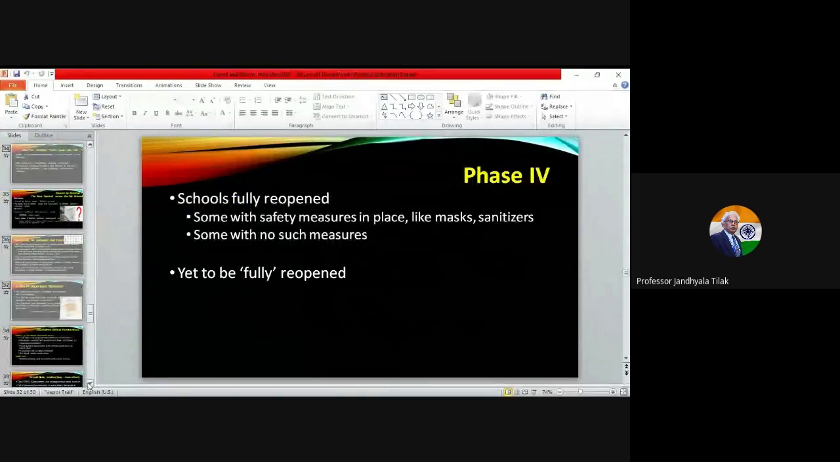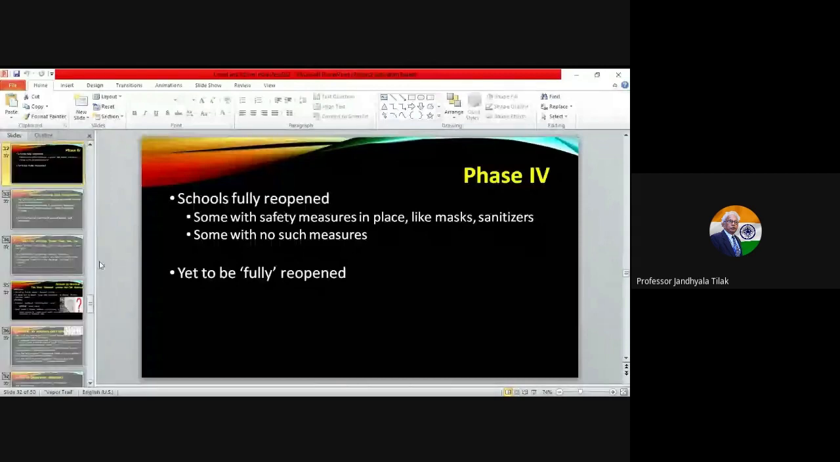Phase 4 is the most current phase, where schools are said to be fully opened, some with safety measures in place and some without such strict measures. But as I said, I strongly feel that we still have to fully reopen. We cannot say that we have to fully reopen the schools.